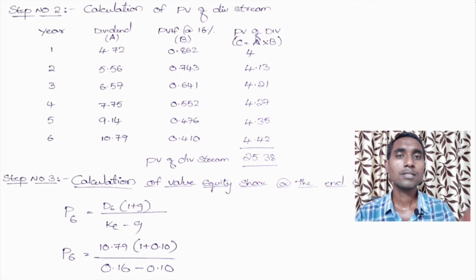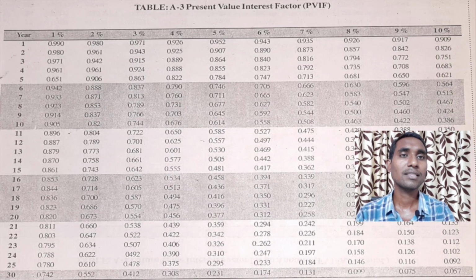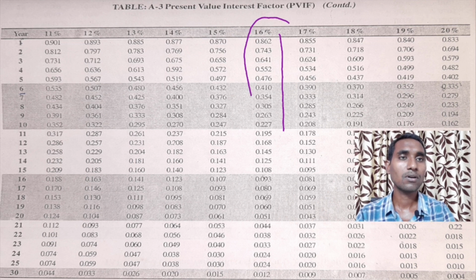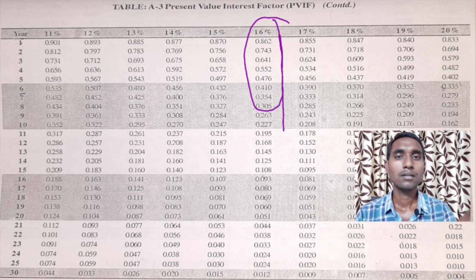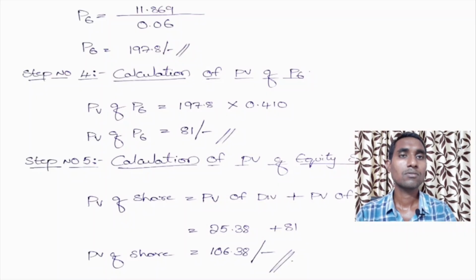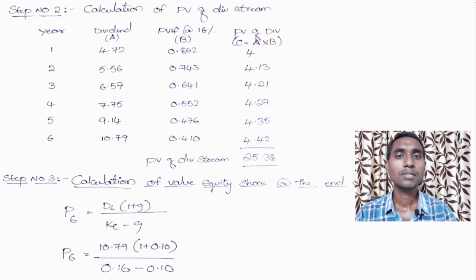Now let us look at how to find the 16% value. I will show once again the table value. In the A3 table, see, here you can see the 16% table value. So you will be recording these values for the supernormal growth period. Again, let us go back to the problem.